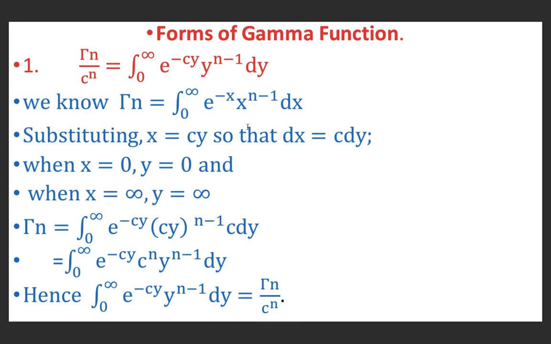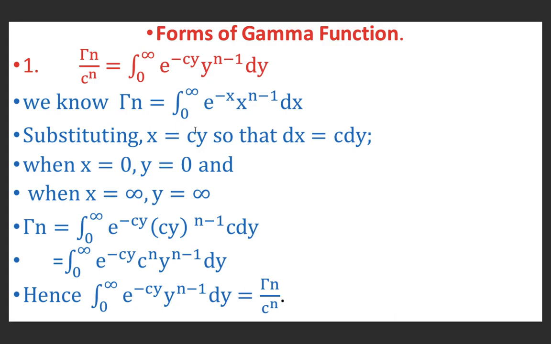Now we will study some different forms of gamma function. First of all, gamma n upon c raised to power n is equal to integral from 0 to infinity e raised to power minus cy, y raised to power n minus 1, dy. And remember this formula because we will be using these in many results. We know the definition of gamma function.